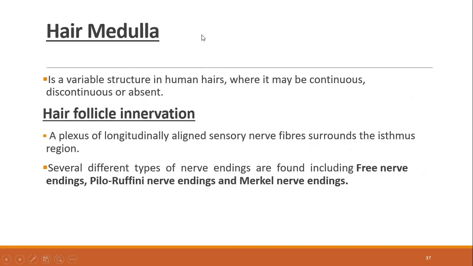The hair medulla. The hair medulla is a variable structure. It is not constant, and it may be continuous or discontinuous or absent. The hair follicle innervation: a plexus of longitudinally aligned sensory nerves surrounds the isthmus. Several different types of nerve endings are found, which are the free nerve endings, the Pilo-Ruffini nerve endings, and Merkel nerve endings.